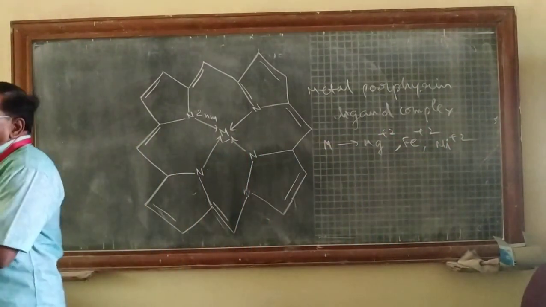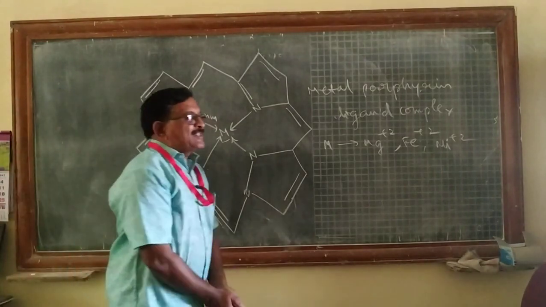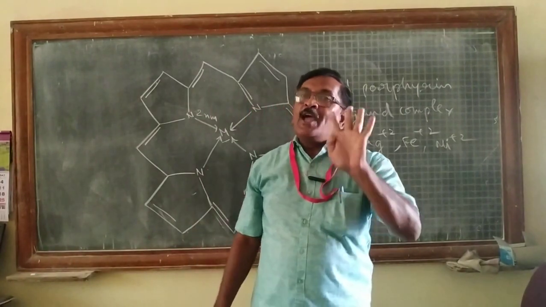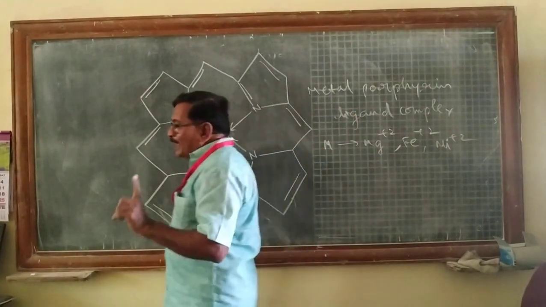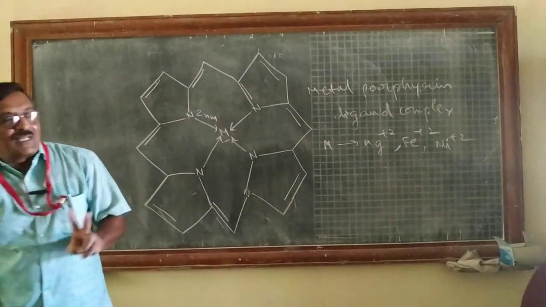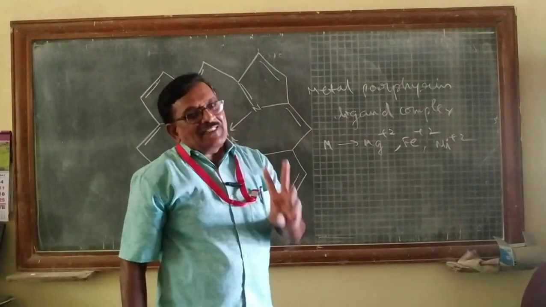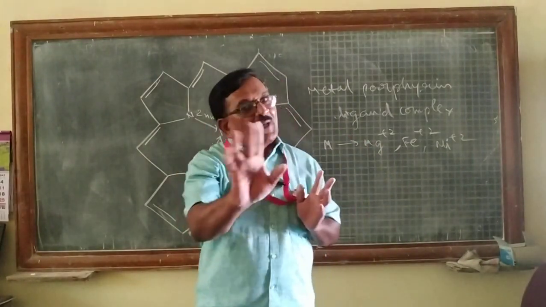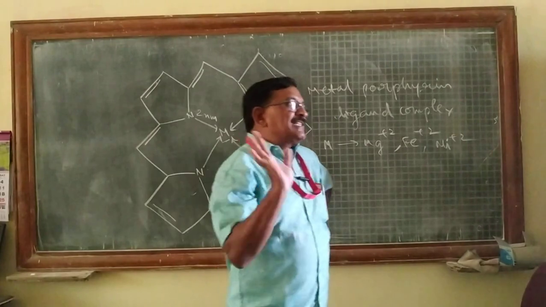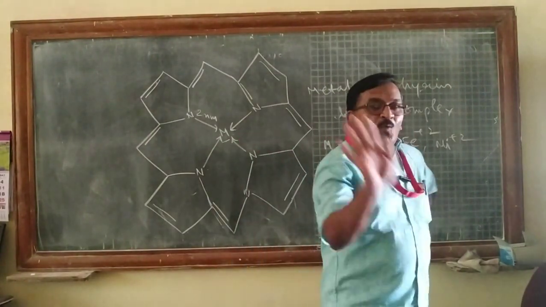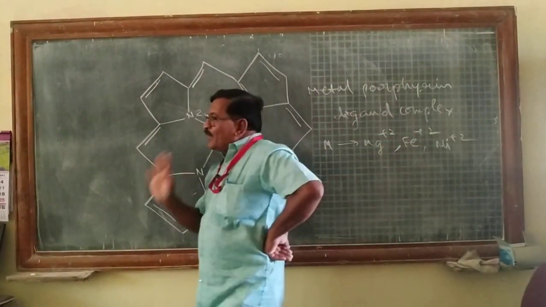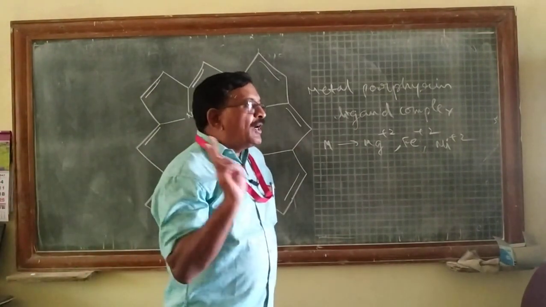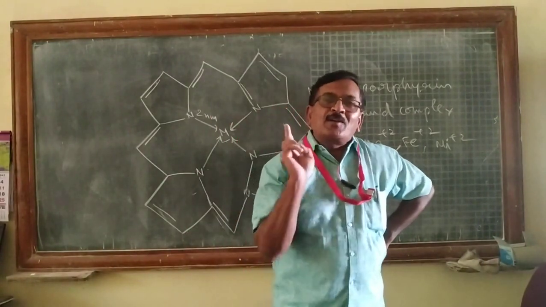So these metalloporphyrins have a porphyrin structure. The first thing is it has four pyrrole rings. Two of the nitrogen atoms are tertiary, and two of the nitrogen atoms are secondary. So the first structure is the porphyrin structure. The porphyrin structure is a combination of the four pyrrole rings with the four nitrogen atoms. Of the four nitrogen atoms, two are in the secondary position and two are tertiary nitrogen atoms.